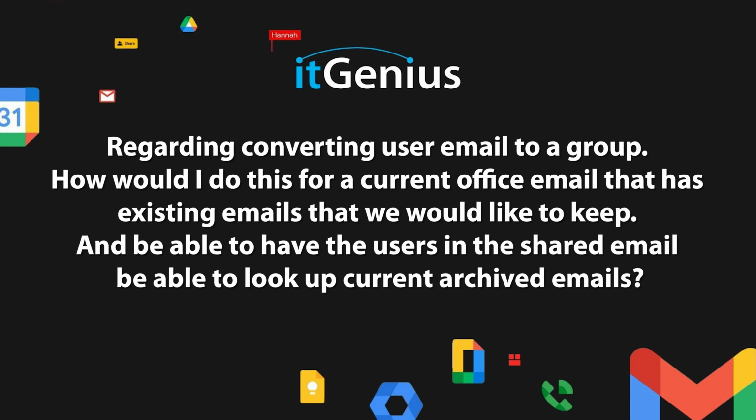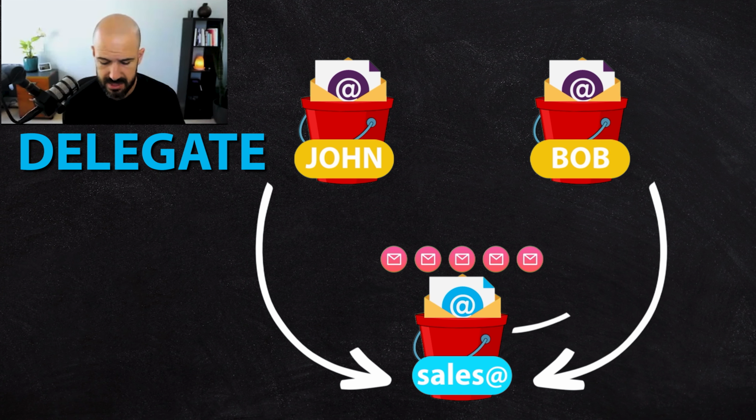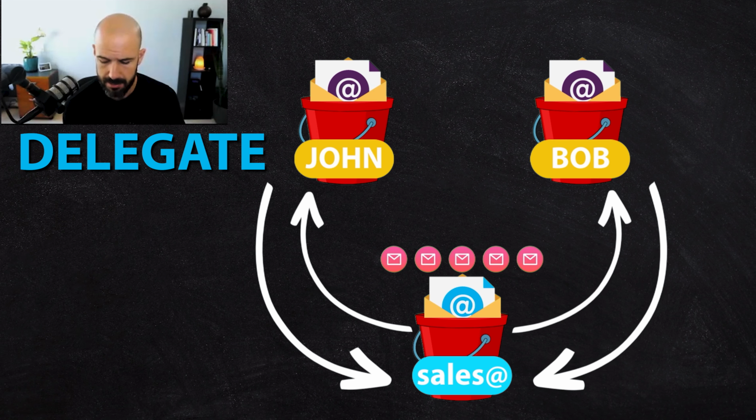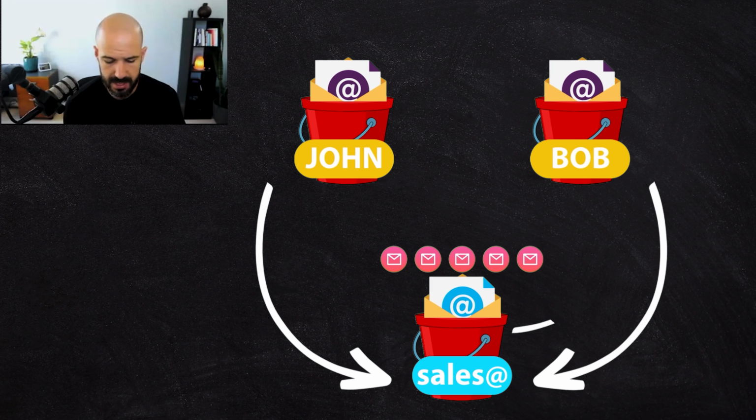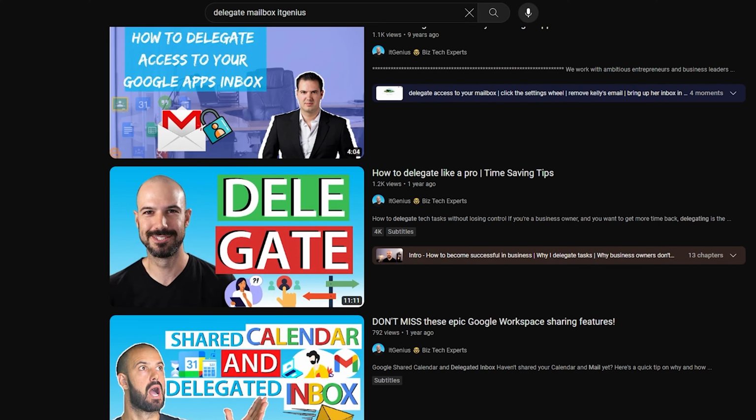Now, what the questioner here is actually asking is, okay, I want to have these existing emails kept. All right, that's fair enough. And I want to be able to have the users of the shared email look up the current archived emails. Well, that's pretty straightforward. To do that, all you really need to do is what's called delegate. You delegate this account back up to John and back up to Bob. And what delegation means is that you can access this account without having to know the password, and you can look up other emails.